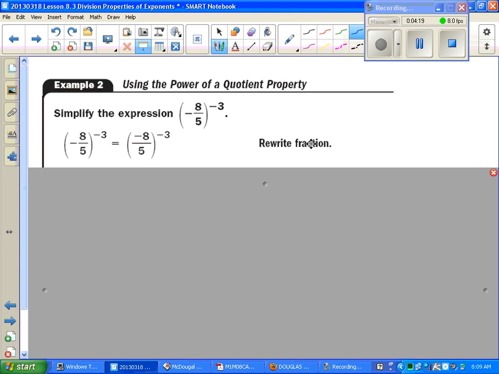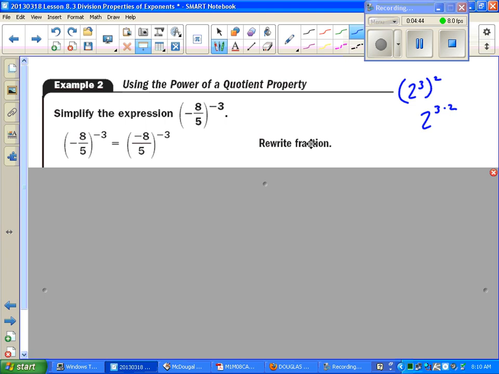Example number 2 is using the power of a quotient property. So just like last week we had 2 to the 3rd squared, we're raising a power to a power. So instead of adding the exponents like last week, in this case, you would do 2 to the 3 times 2. You would multiply the exponents. So right here we have negative 8 over 5 to the negative 3rd. And again, we did stuff very similar to this last week.